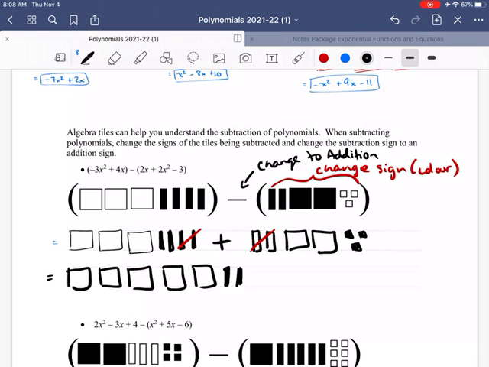And then there's no zero pairs to be made with the ones, so we are left with the 3 ones. And this is -5x squared plus 2x plus 3.